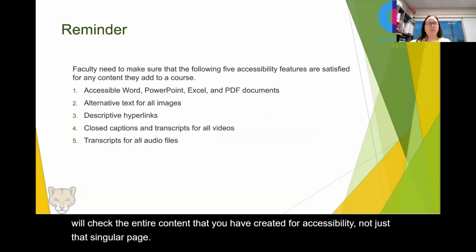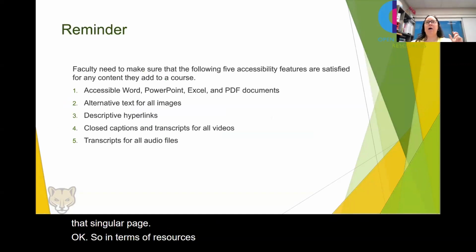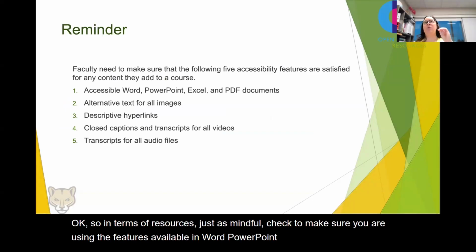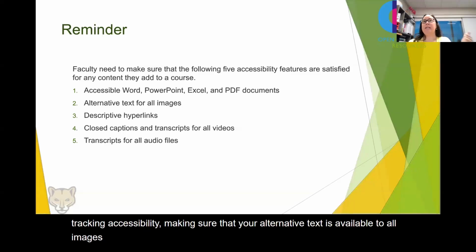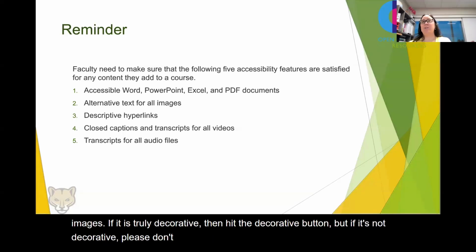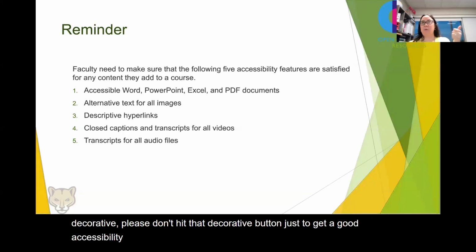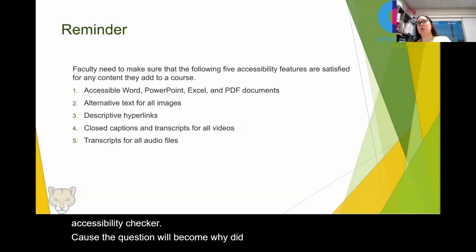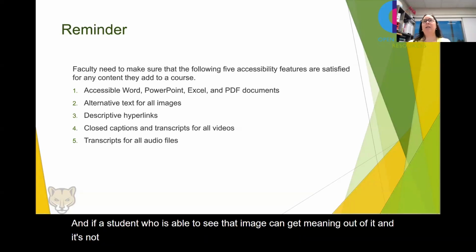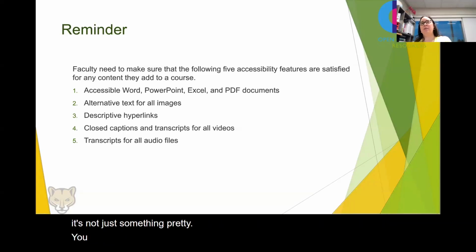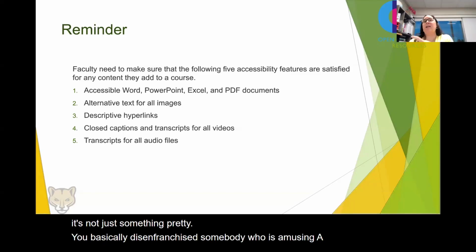Okay. So in terms of resources, just a mindful check to make sure you are using the features available in Word, PowerPoint, Excel, and PDF, and you are checking accessibility. Making sure that your alternative text is available for all images. If it is truly decorative, then hit the decorative button. But if it's not decorative, please don't hit that decorative button just to get a good accessibility checker result, because the question will become, why did you use that image? And if a student who is able to see that image can get meaning out of it, and it's not just something pretty, you basically disenfranchise somebody who is using a screen reader because they cannot get that same image information.